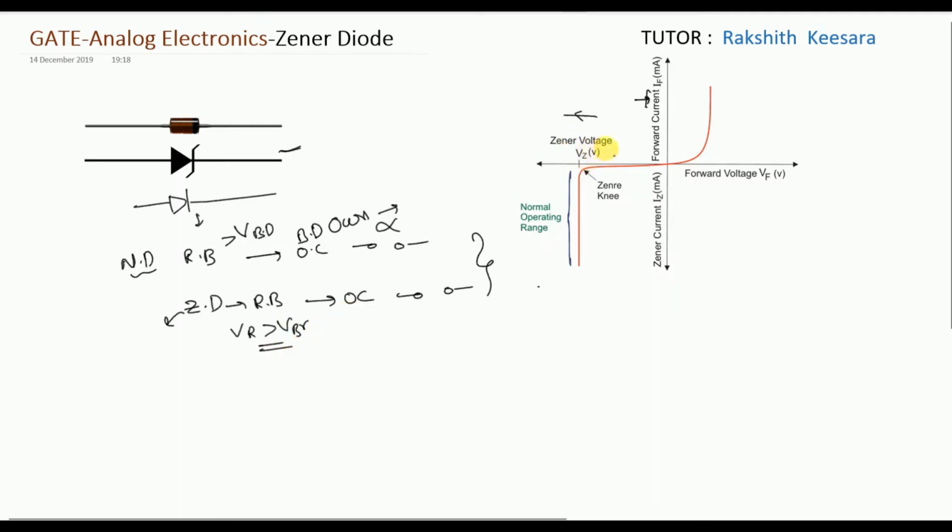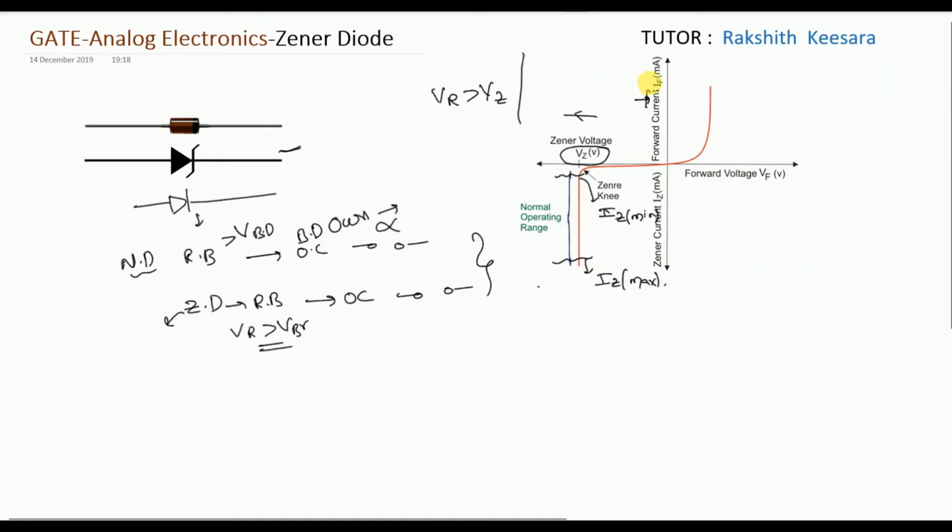So consider this is the breakdown voltage of the Zener. Whenever the reverse voltage is greater than Vz, the Zener regulates the voltage at Vz. It means that it stays at Vz and it conducts current here. This is called Iz minimum. This is called Iz maximum. So when will breakdown occur for the Zener diode?